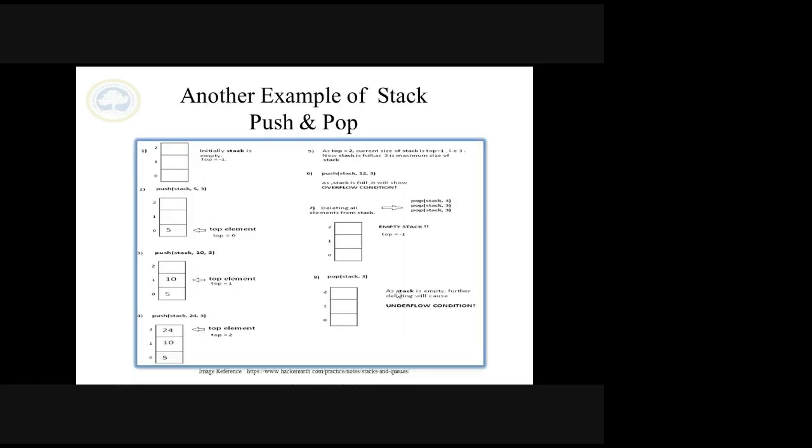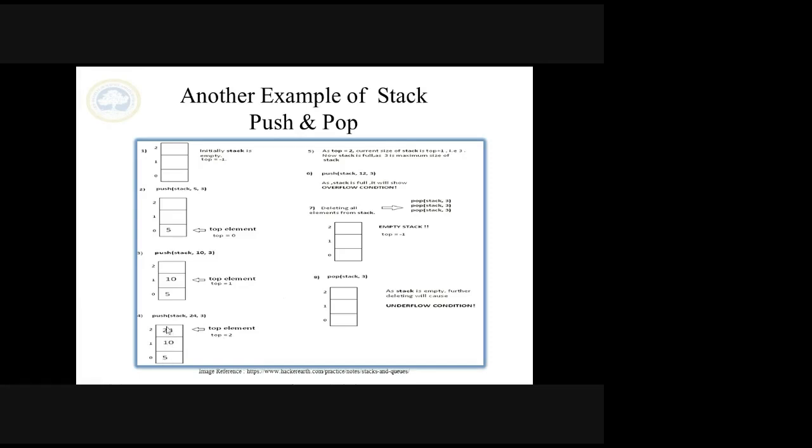Similarly, you can see another example here. Initially top is -1. So you are pushing stack 5 comma 3. Top was initially -1, and now it is incrementing, so top is 0, with 5. Again you push 10, because the top is equal to 1. The size here is 3, only 1, 2, 3. So again you push 24, and now my top is 2.